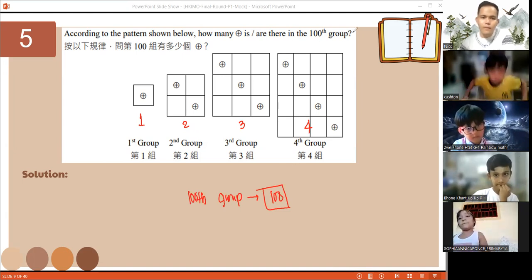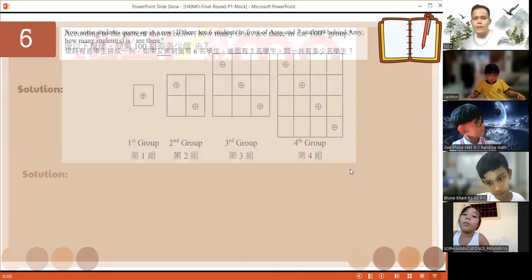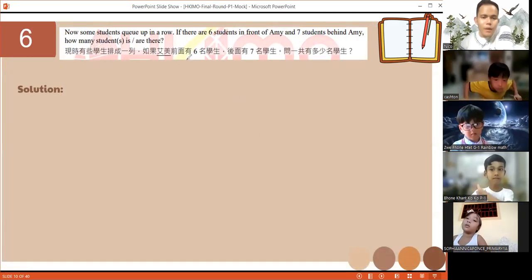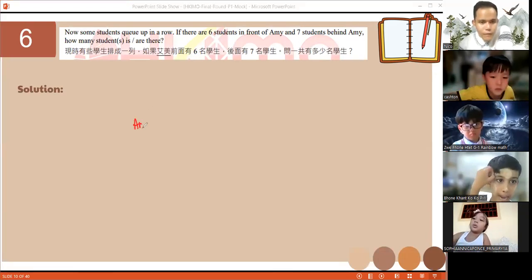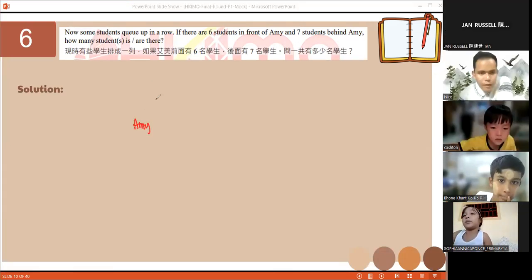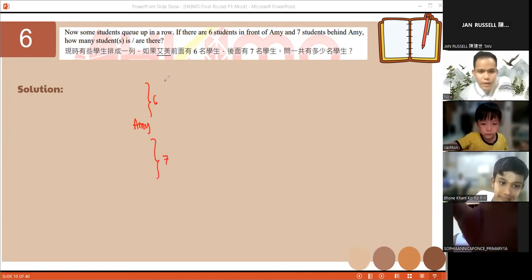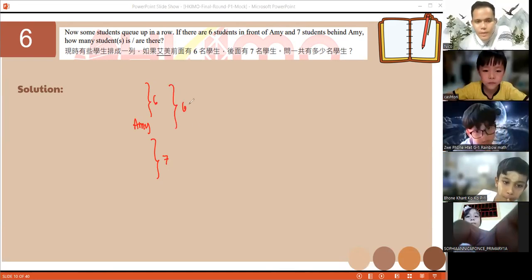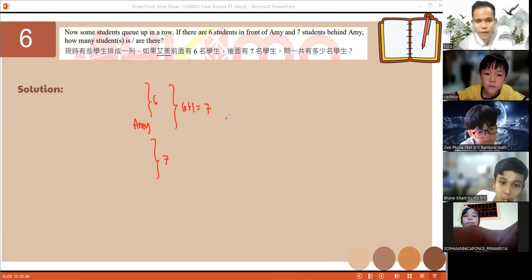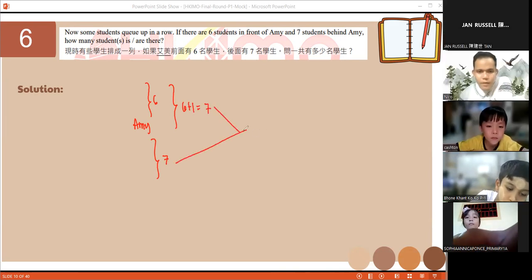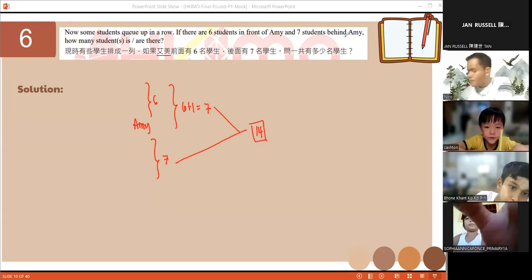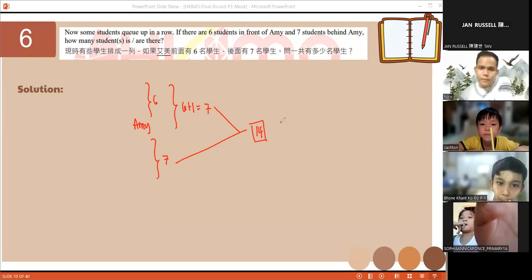Okay, 6 and 7. Last 2 questions. Okay, this one. There are students queuing up, right? So in front of Amy, there are 6 of them, while at the back of Amy, there are 7 of them. So when you include Amy herself, because she is a student, it's gonna be 6 plus 1, which is 7. So 7 plus 7 will be 14. So the answer here is 14. Okay? Understood?